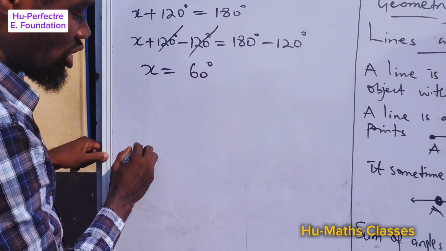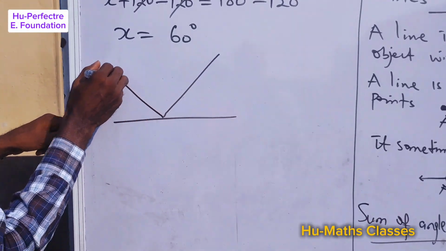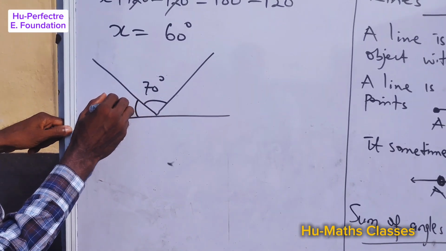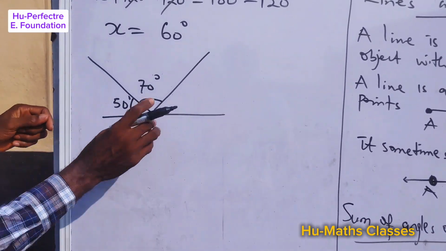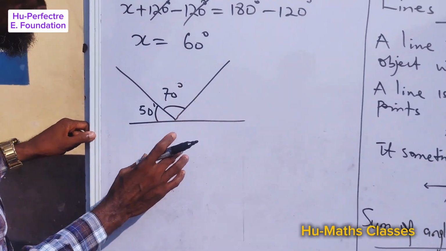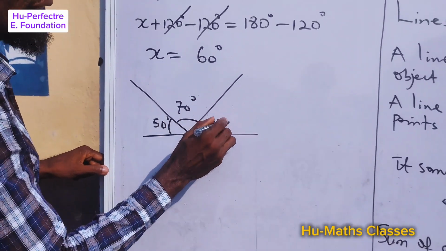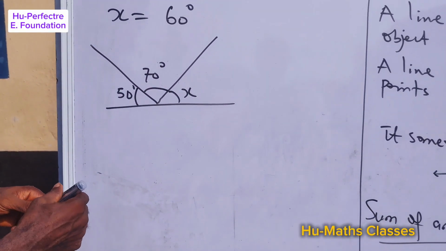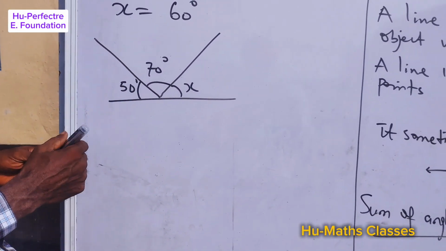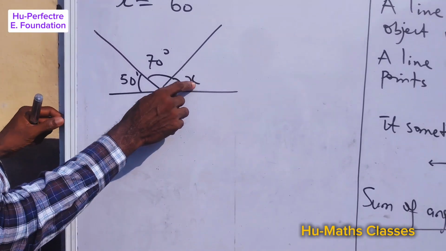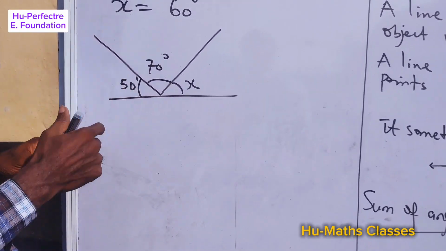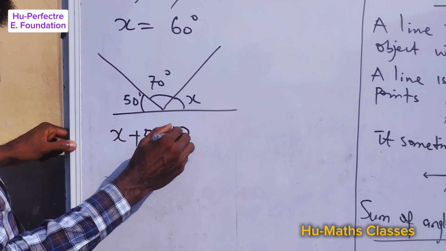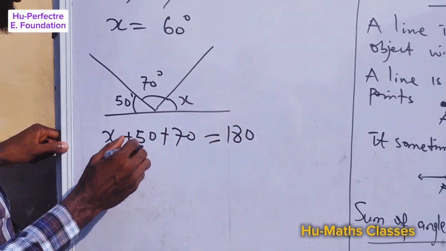Another example, assuming you're given this to solve. Here you have 70 degrees, and here you have maybe 50 degrees, for example. I might not be accurate in the measurements of the angles, and you also find x degree. The rule still remains the same. Sum of angle on a straight line is 180 degrees. So it is believed that if I add up x plus 70 plus 50, I should have 180. So mathematically, I'm going to write x plus 50 degrees plus 70 degrees is equal to 180 degrees.